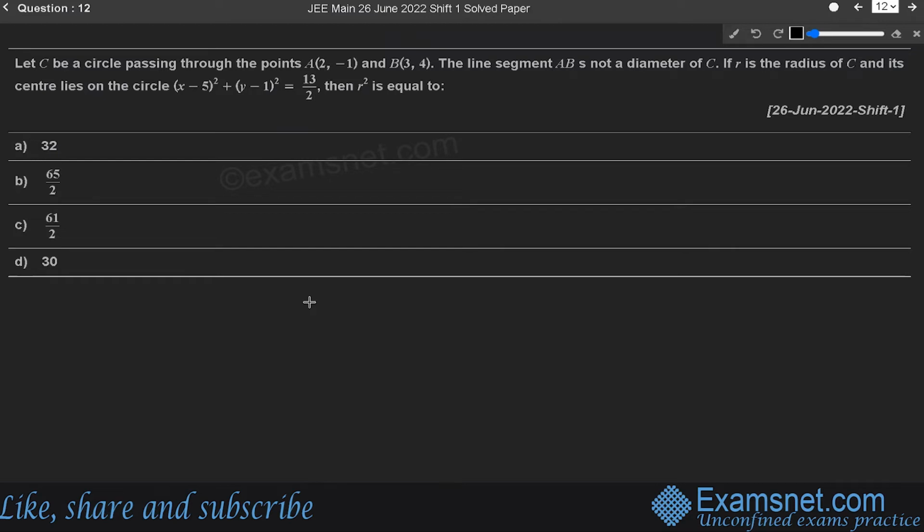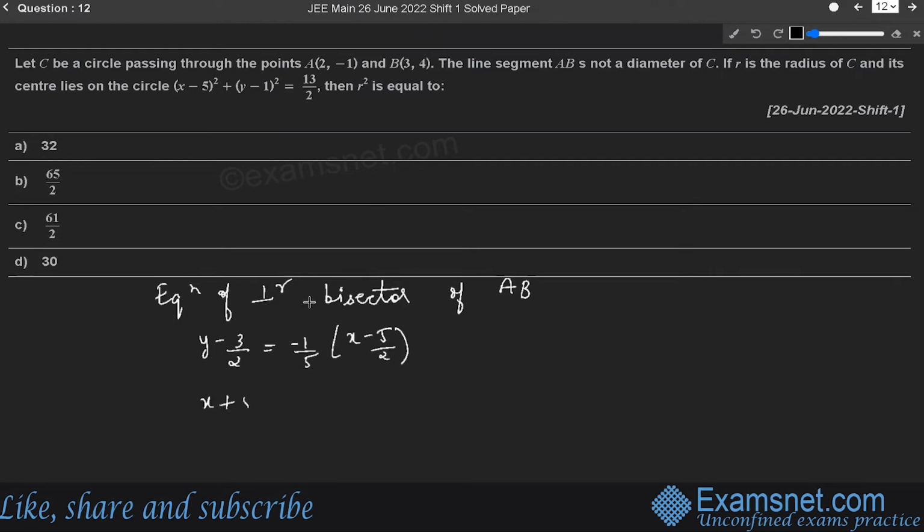We know that the equation of the perpendicular bisector of AB will be y - 3/2 = -1/5 (x - 5/2). So x + 5y will be equal to 10.